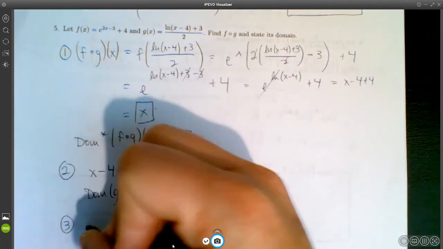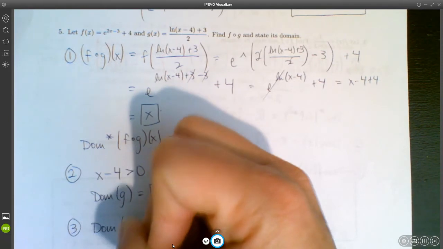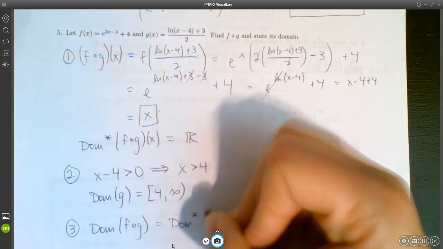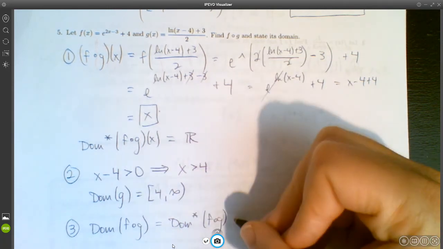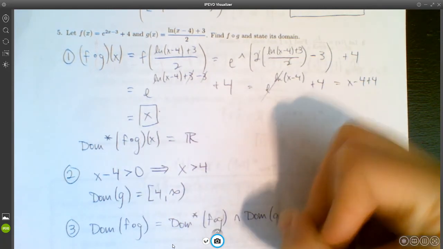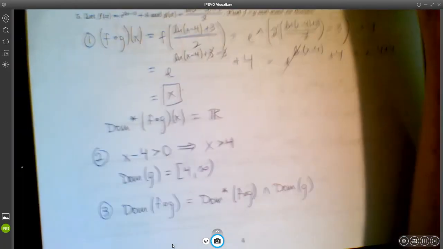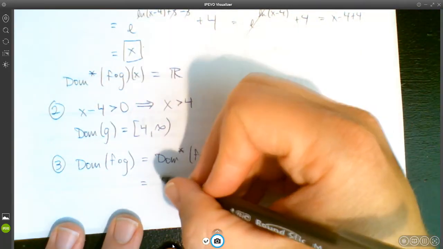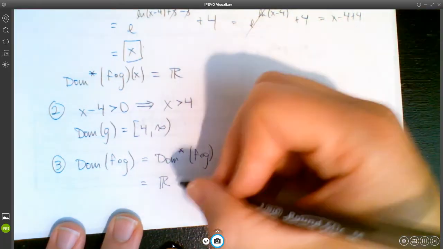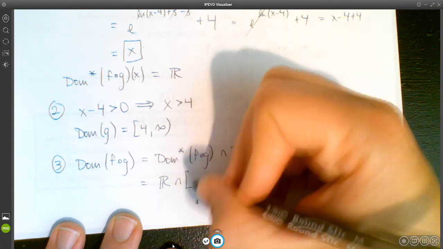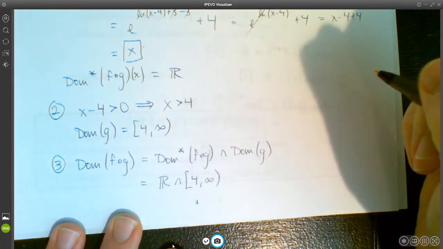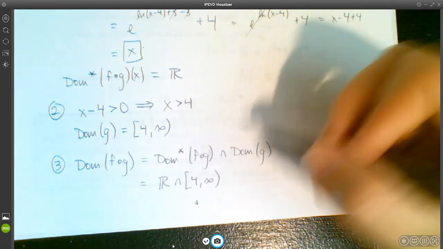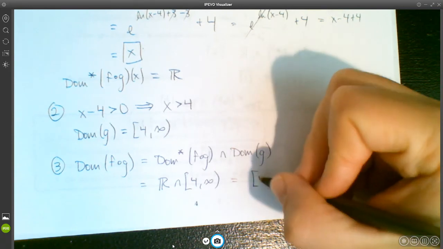So now step 3, the true domain of f of g is the fake domain of f of g intersected with the domain of g. Well, the fake domain of f of g was all real numbers. The domain of g was 4 to infinity. So the real domain of f of g is all real numbers intersect 4 to infinity. That's just going to be 4 to infinity.